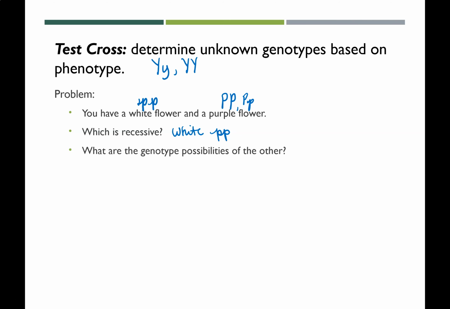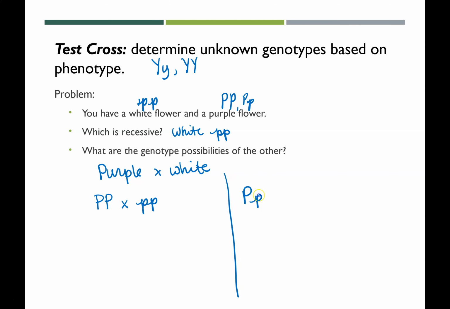Now, if you have a purple flower and you want to determine what genotype it is, you can cross that purple that you don't know with the white, because you always know the recessive genotype. So there are two possibilities here. You can have the purple flower that is big P, big P, and cross that with the white flower. Or your plant could be big P, little p, and cross that with the white flower. You don't know what it is, but when you cross it, you're going to get a set of offspring. Then you look and see whether those offspring follow the expected pattern for the homozygous cross or the expected pattern for the heterozygous cross.